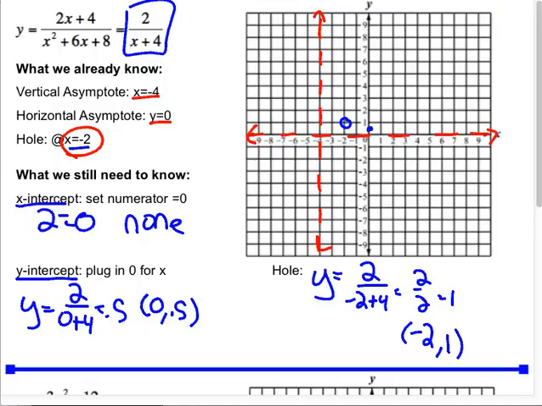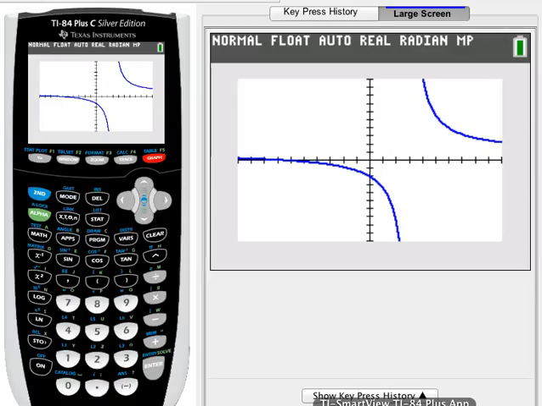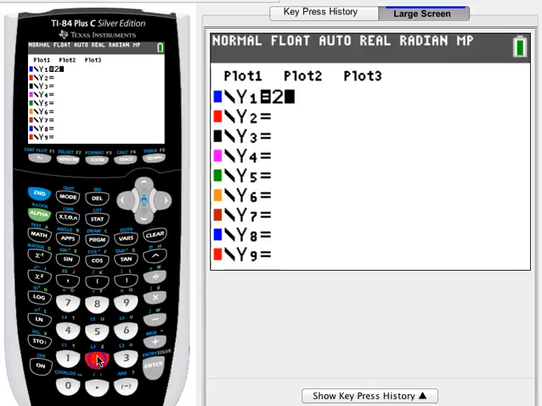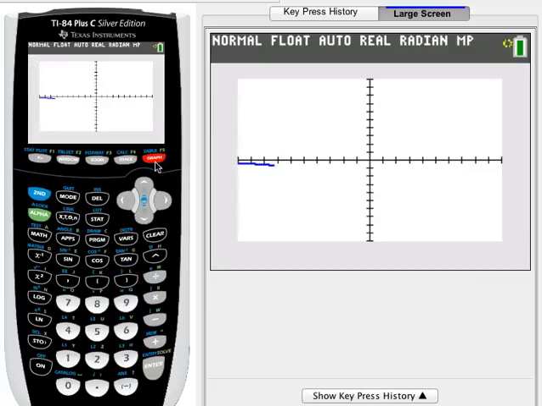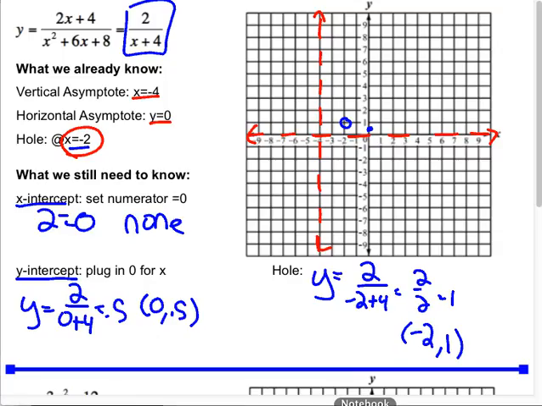Now that I've done that, now let's go to the graphing calculator to check to make sure I've done everything right so far and to check that my branches are going to end up in the right spots. So 2 divided by, then I need to put parentheses around that x plus 4, graph it, and that represents where my 2 branches should be. So let's go and add in my branches.